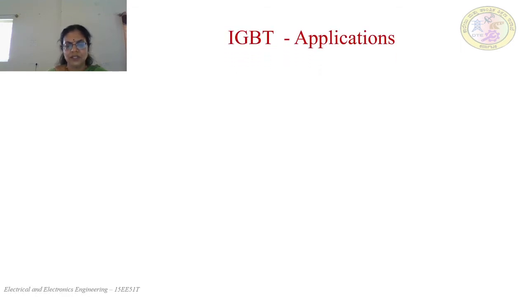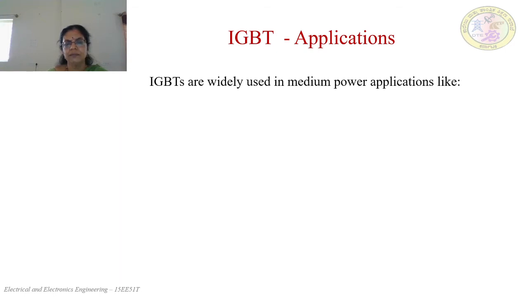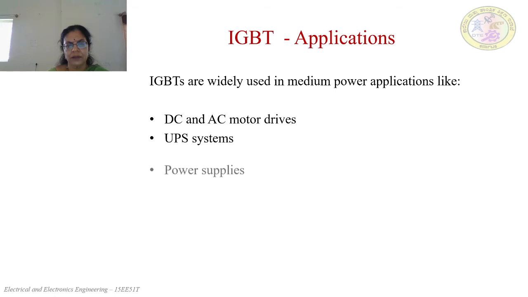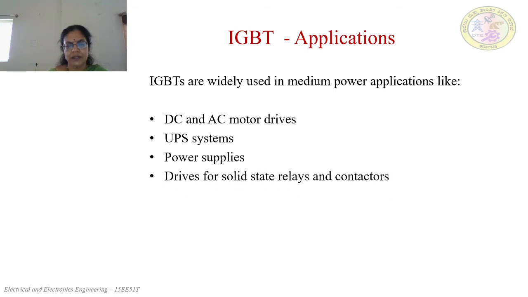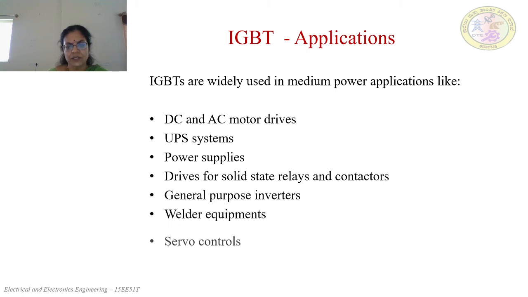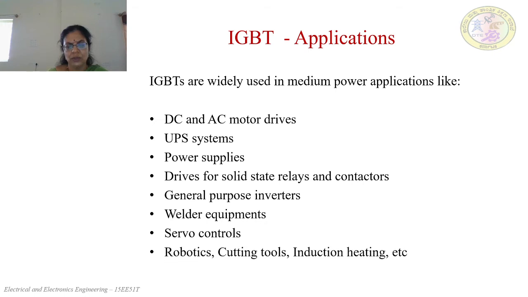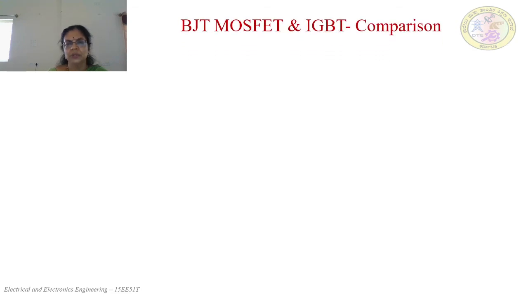Next, the applications of IGBT. IGBTs are mostly used in medium power applications like DC and AC motors, UPS systems, and in power supplies, in drives for solid state relays, contactors, general purpose inverters, welder equipment, servo controls, robotics, cutting tools, induction heating, etc. As we said in the beginning of the session, IGBT finds applications in almost all the areas.